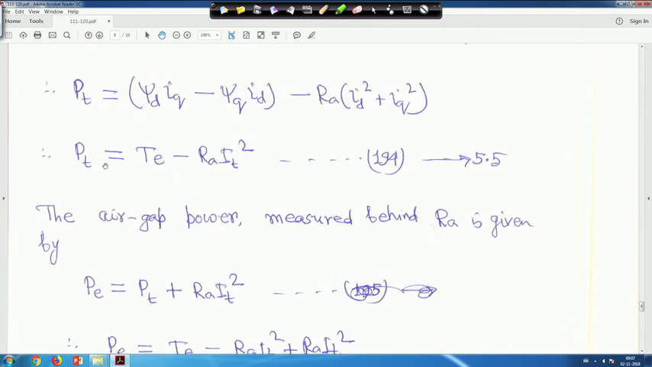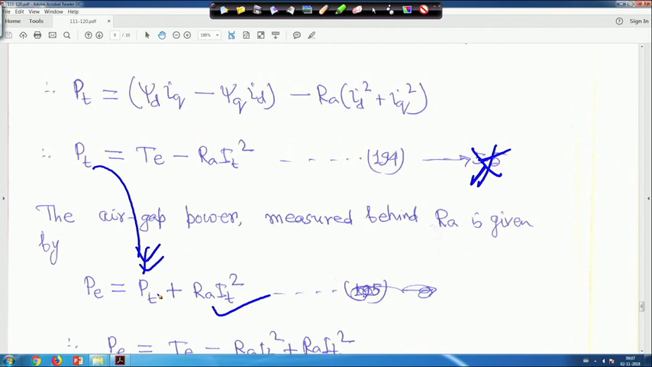We know this is the torque T. So, Pt is equal to T minus Ra It square, because It square is equal to Id square plus Iq square. This is equation 194. The air gap power measured behind Ra, we have also seen, is P equal to Pt plus Ra It square. Therefore, whatever Pt we have got, we will substitute here, so Ra It square will be cancelled.